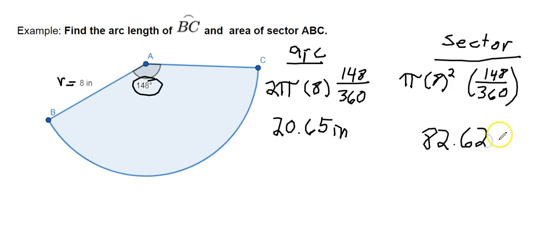82.62 square inches. Remember, because we're talking about a sector, we're talking about an area. That'd be 82.62 square inches in that large piece of pie there, that large section of the circle. Let's take a look at our last problem.